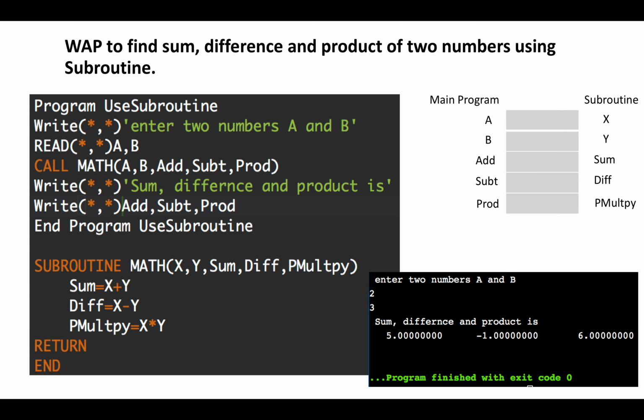Okay, so when we execute this program, we have to enter two numbers a and b. I have entered two numbers, 2 and 3. Their sum is 5, their difference is -1, their product is 6. So this is how this program works.